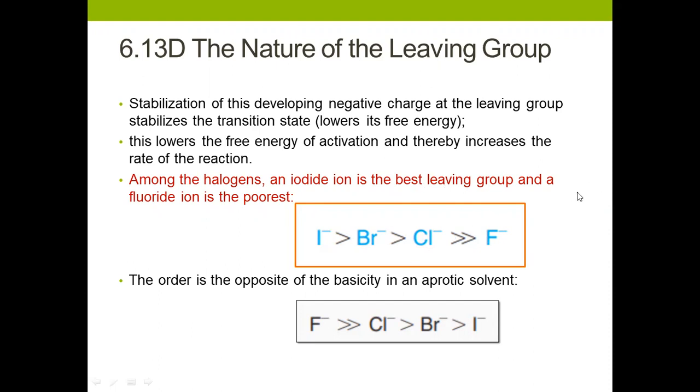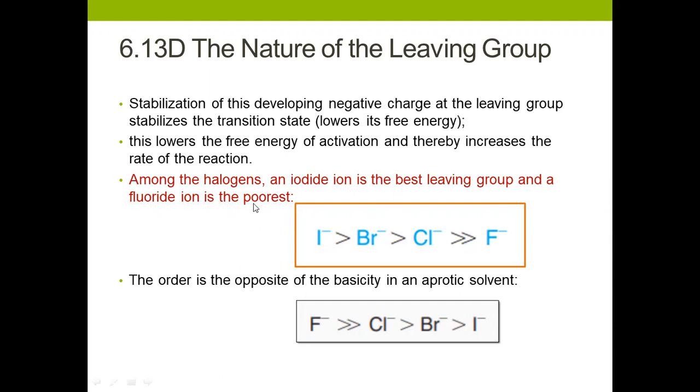In the energy diagram, at the peak of the curve, when the difference in free energy between the reactant and the transition state is not much, it's easy for the reactant to overcome that free energy of activation and form the product.